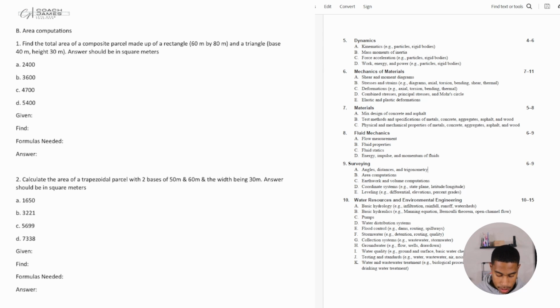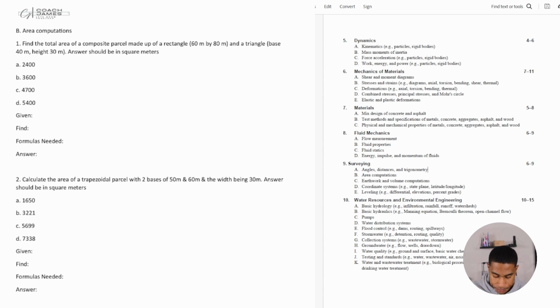All right. So for area computations, number 1 says find the total area of a composite parcel made up of a rectangle, which is 60 meters by 80 meters, and a triangle. The base is 40 meters and the height is 30 meters. Your answer should be in square meters.